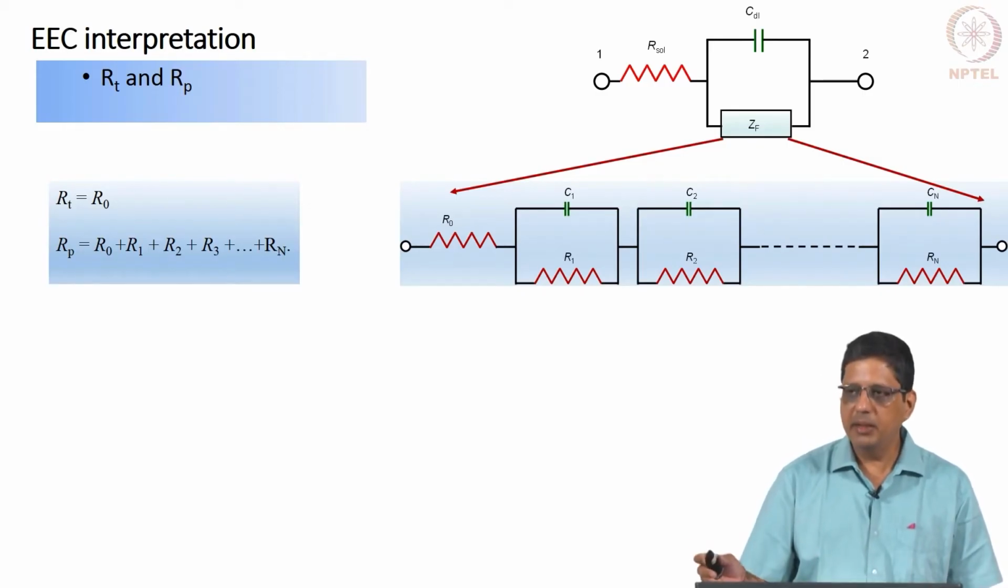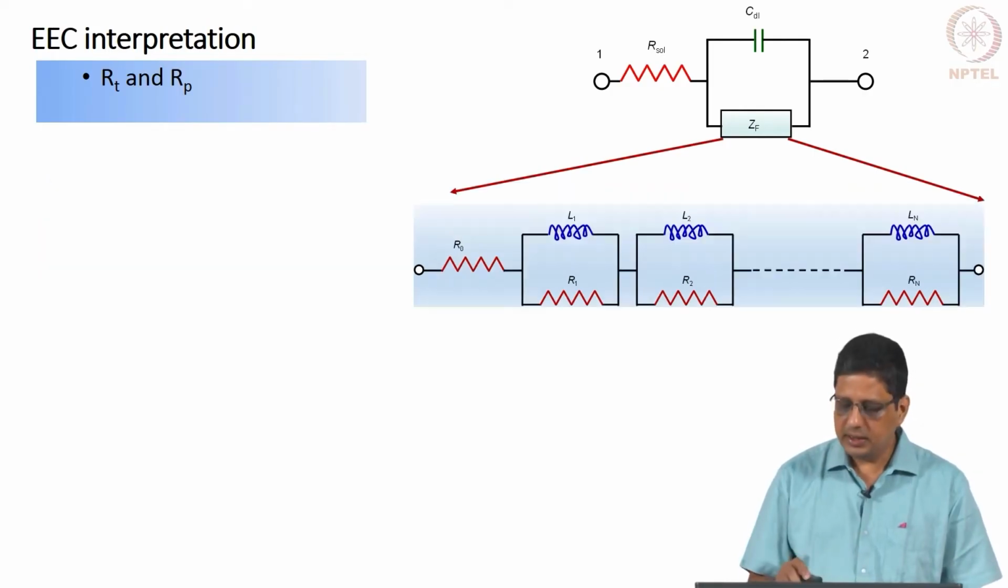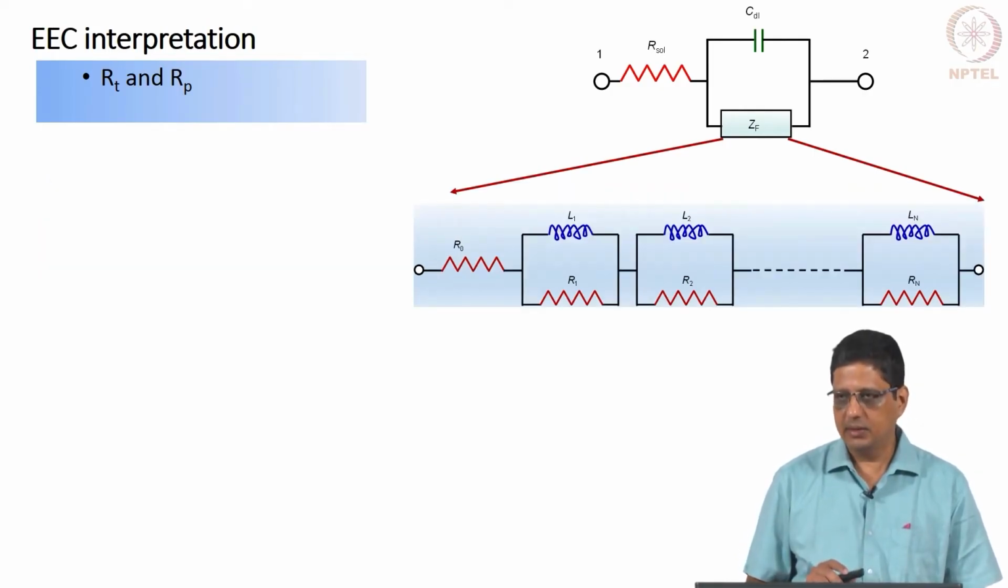Normally, I will not need many, I will probably use 1 or 2 depending on the number of features I have there. But in general, if you have a Voigt circuit based on capacitor and use that to model the Faradaic impedance, you have a relationship between them. Instead of capacitor, I can use an inductor.